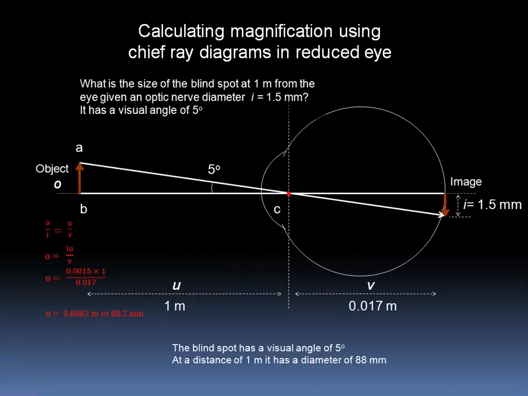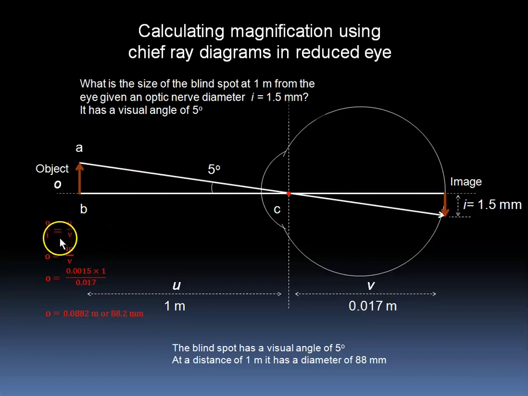Here we show the reduced eye with the question, what is the size of the blind spot at 1 meter from the eye given an optic nerve diameter of 1.5 millimeter? It has a visual angle of 5 degrees. So we draw the two similar triangles. Here is the size of the optic nerve, 1.5 millimeter, and this is 5 degrees angle between the two lines.